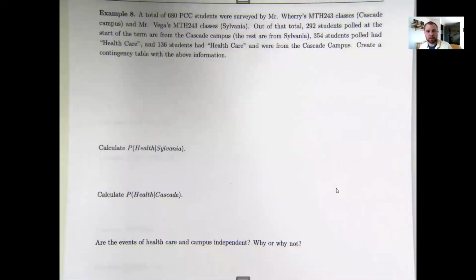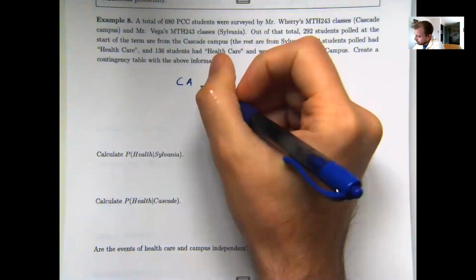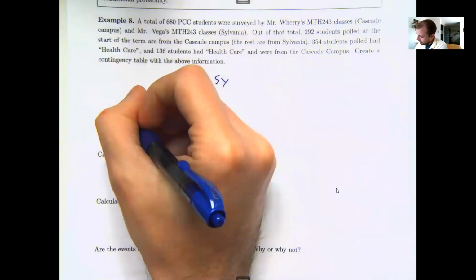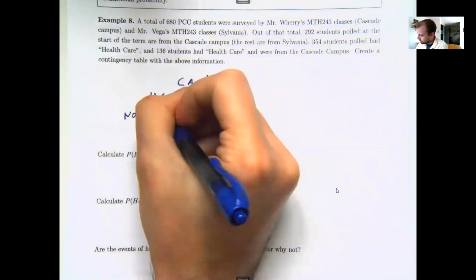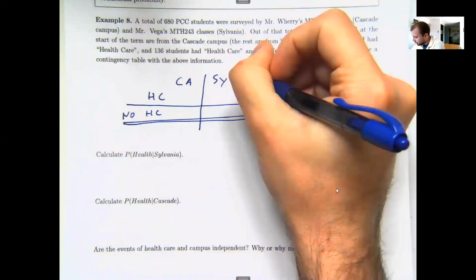So I am looking at two different campuses, Cascade and Sylvania. Now, if I had 4 campuses and I wanted to set this up as Cascade, Sylvania, Rock Creek, and Southeast, I can set this up for more than 2 columns. But this is another problem that only has 2 variables, or 2 states for each of the variables, Cascade, CA, and Sylvania, SY. Now, I also have healthcare. I'm going to abbreviate that as HC, and no healthcare. And on the outside, I'm putting my totals.